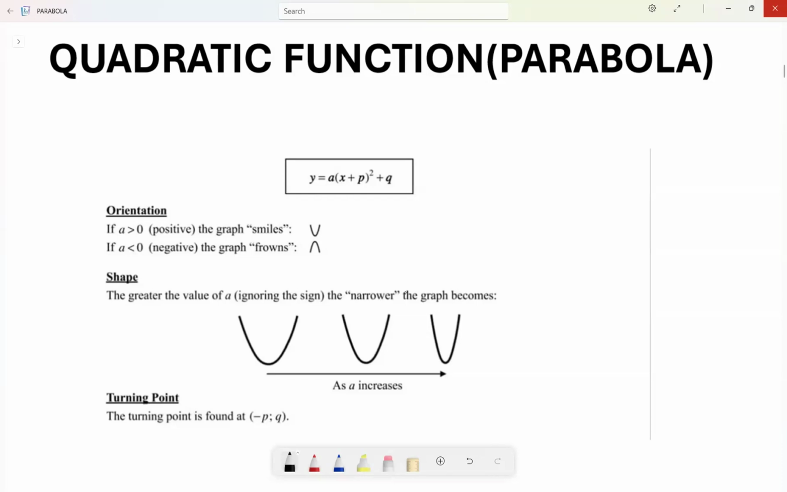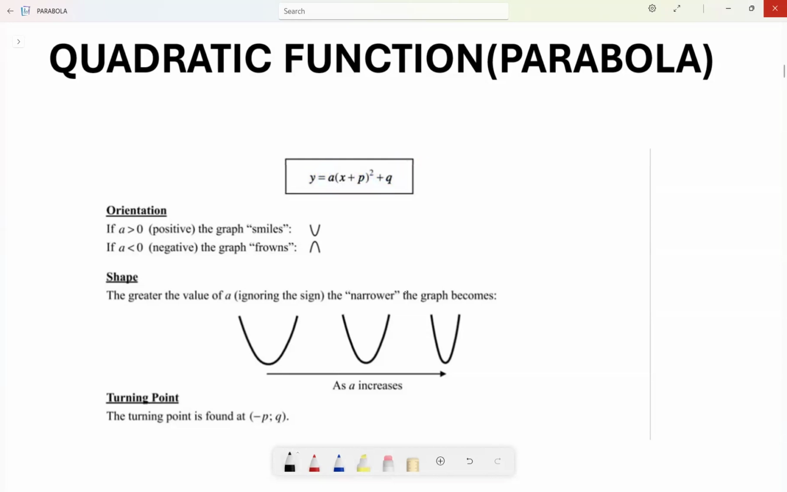In today's video, I want us to look at grade 11 as well as 12 quadratic functions, normally referred to as a parabola. So a parabola has a standard form of y is equal to a into (x plus p) squared plus q, right?